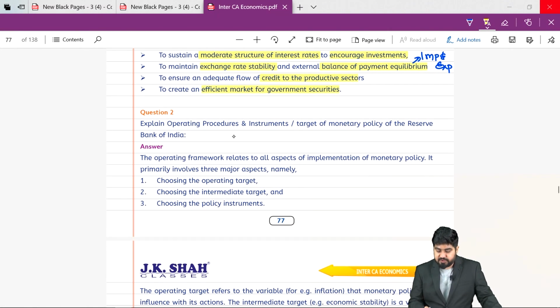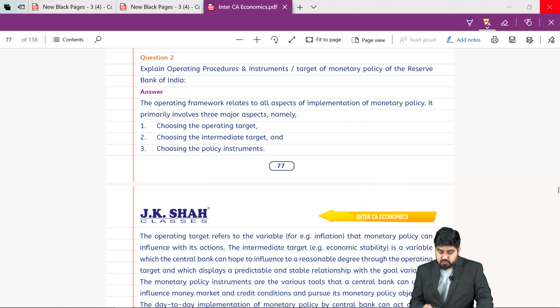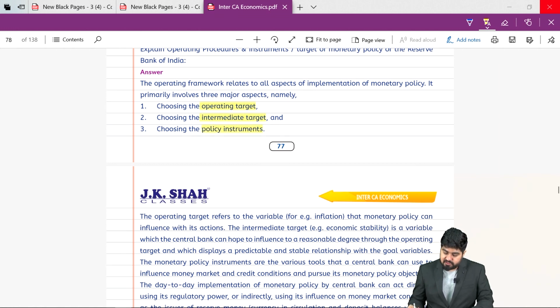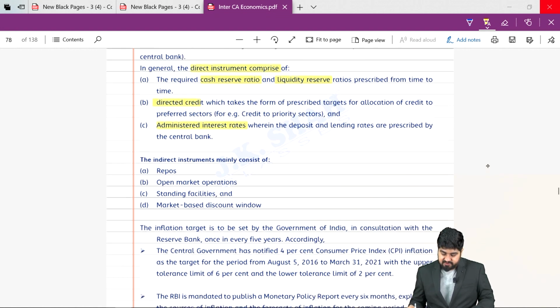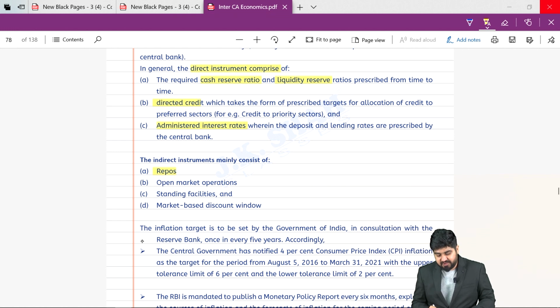Going ahead, what are the operating procedures and instruments? First, we need to select our operating target, that is the inflation rate. The intermediate target is nothing but the target of our growth rate, and we need to select the right policy instrument. When we talk about policy instruments, there can be direct instruments which we have spoken about. The first are the cash reserve ratio and statutory liquidity ratio. Others can be direct credit control and administered interest rate. Indirect instruments will be repo rate and reverse repo rate, open market operation, marginal standing facility, market based discount window.